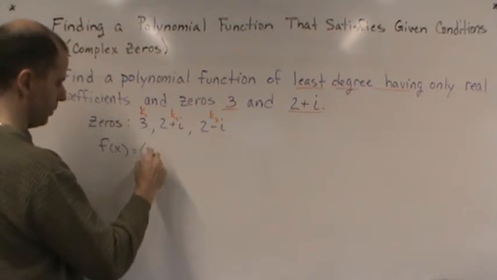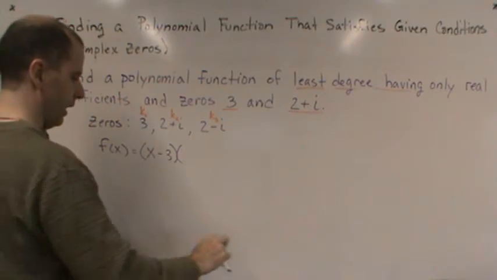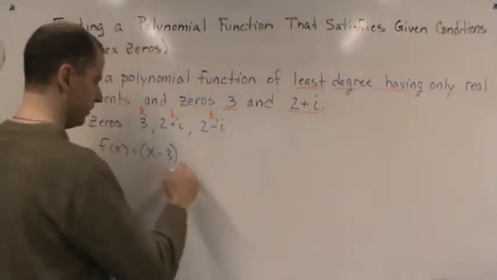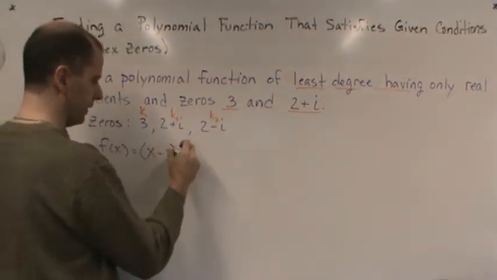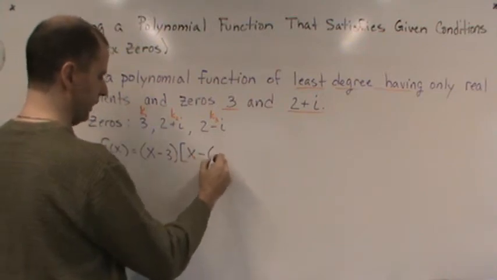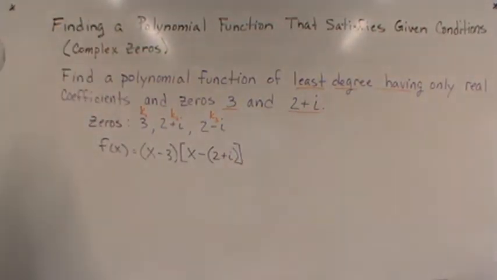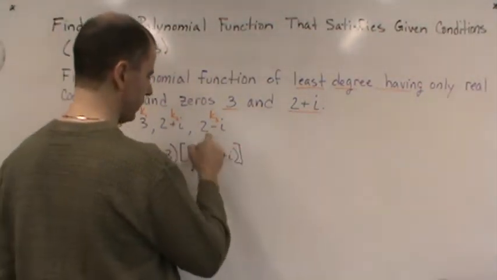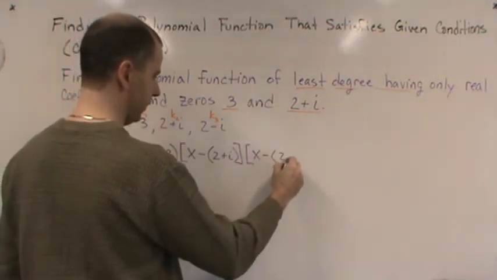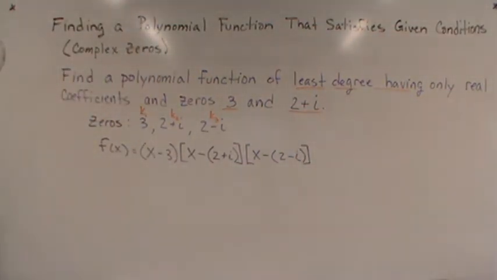So our factors are going to be, excuse me, x minus k1, which is going to be x minus 3. And then the next one is going to be of the form x minus k2. But k2 is the quantity 2 plus i. So the way we're going to write this is x minus the quantity 2 plus i. And then likewise, similarly for k3, we'll write it as x minus the quantity 2 minus i. Okay, and so there's our starting point.